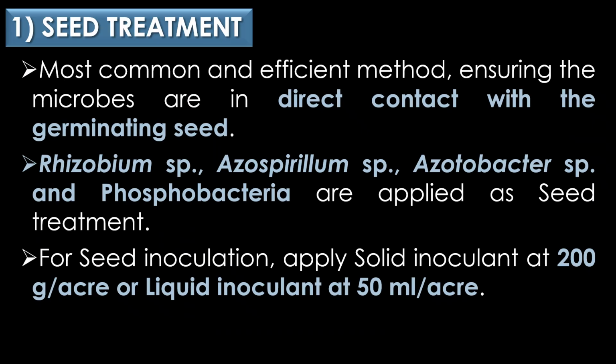The first method of field application is seed treatment. Seed treatment is the most common and efficient method, ensuring the microbes are in direct contact with the germinating seed. Rhizobium species, Azospirillum species, Acetobacter species, and Phosphobacteria are applied as seed treatment. For seed inoculation, apply solid inoculant at 200 grams per acre or liquid inoculant at 50 ml per acre.